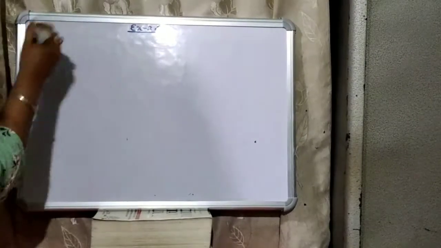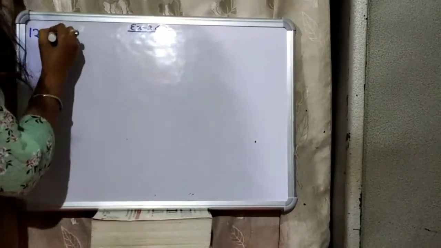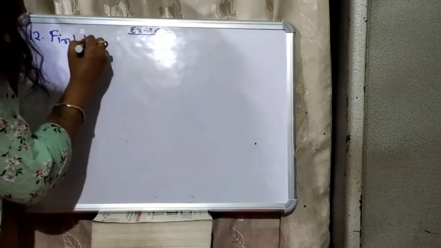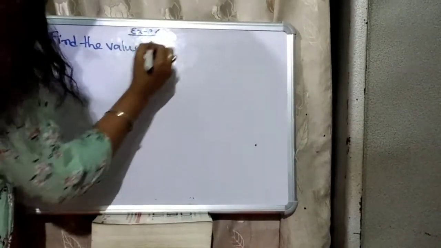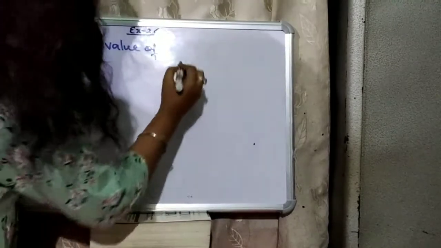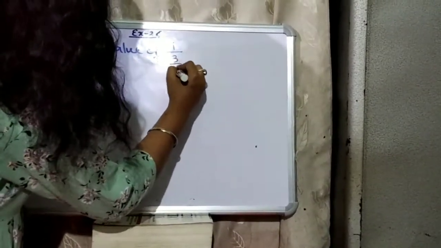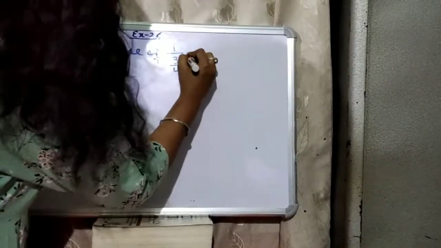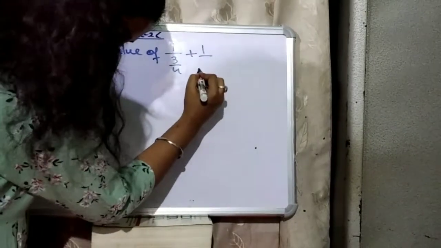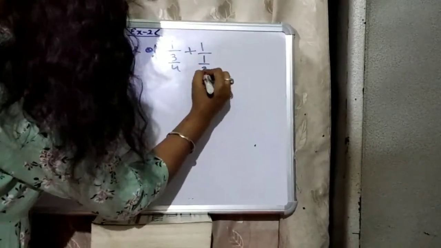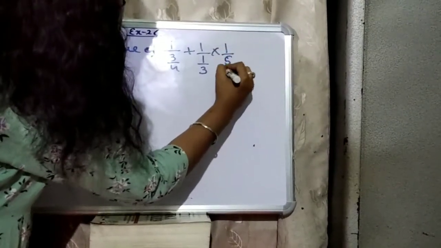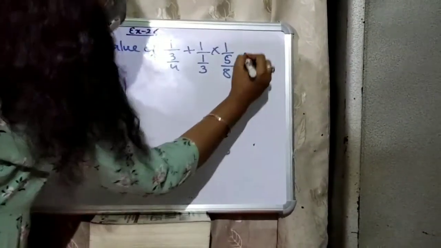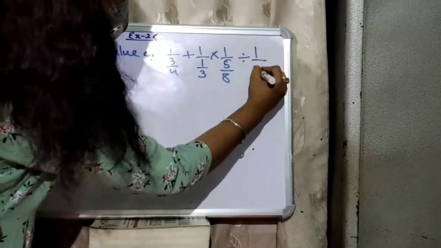Okay, now next question is question number 12. Find the value of the given: 1 3/4 plus 1 1/3 into 1 5/8 divided by 1 3/16.